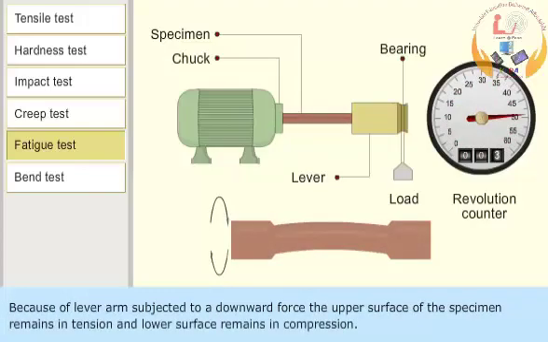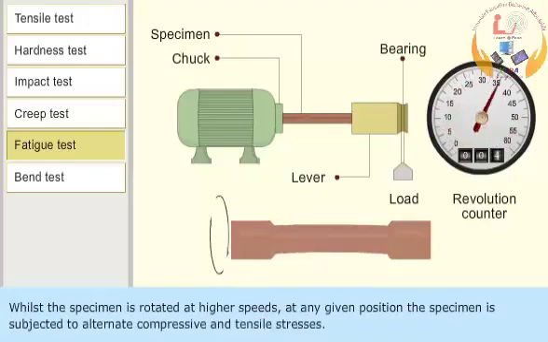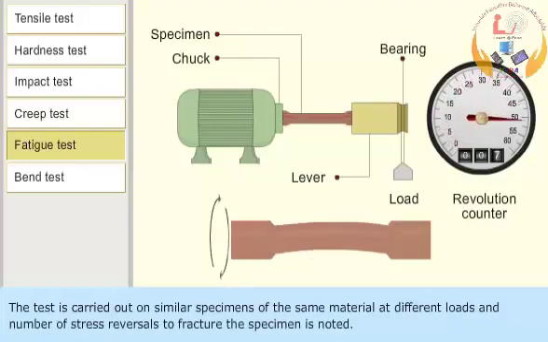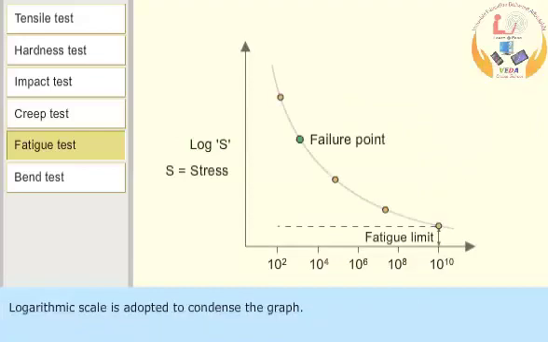Because the lever arm is subjected to a downward force, the upper surface of the specimen remains in tension and the lower surface remains in compression. While the specimen is rotated at higher speeds, at any given position the specimen is subjected to alternate compressive and tensile stresses. The test is carried out on similar specimens of the same material at different loads, and the number of stress reversals to fracture the specimen is noted. The results are plotted on a graph from which fatigue limit is calculated. Logarithmic scale is adopted to condense the graph.